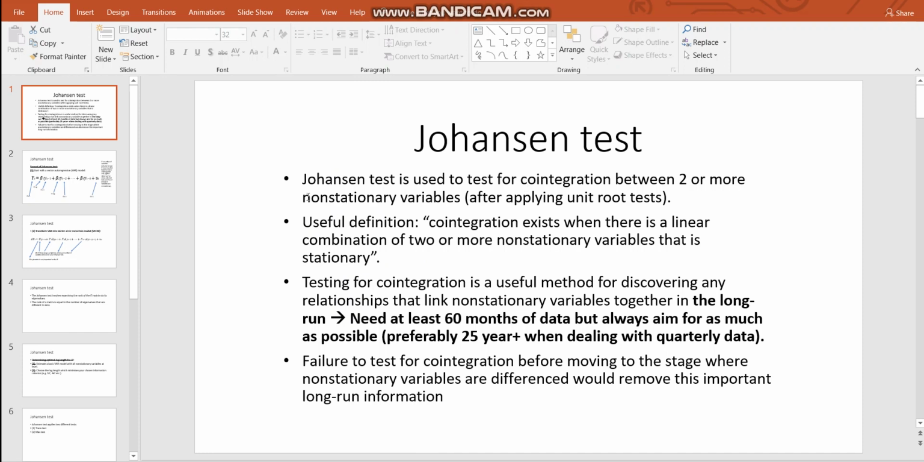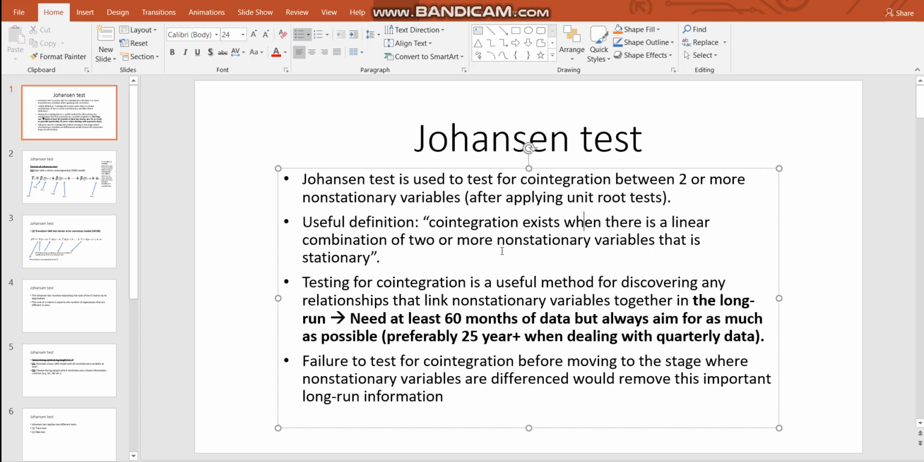So, just taking a very quick look at this first PowerPoint slide, you can see that the key word in this first bullet point is non-stationary. In other words, you'll have to have already applied unit root tests. I've got a number of videos about those, so if you haven't seen those, check them out. And so making sure that they're non-stationary, because the Johansen test is only really applicable to non-stationary unit root processes.